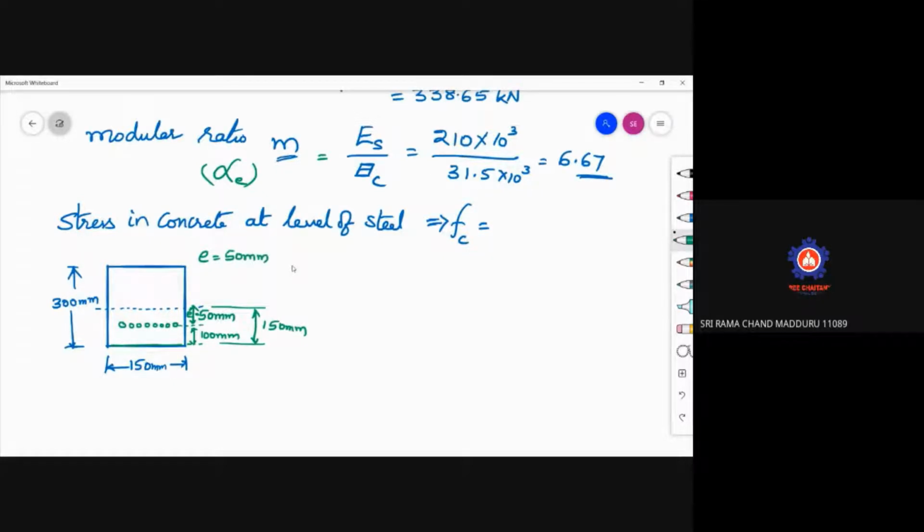Now understand, when you are calculating the stress in concrete at the level of steel, at this level you are calculating. So when you are calculating stress in concrete at this level, that is below the neutral axis, you will write down the formula as plus P by A plus P into e square by I. So here e is 50 mm, P value you have already calculated. What is that value?